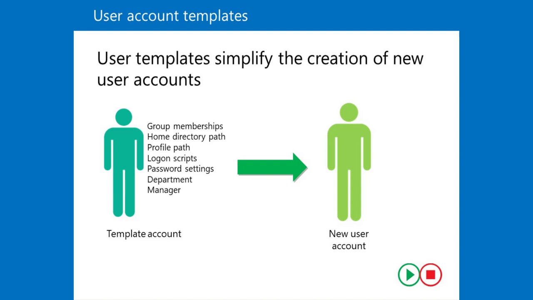To disable a user account, locate and select the account in Active Directory Administrative Center, and then in the Tasks pane, click Disable. To enable an account, click Enable in the Tasks pane.